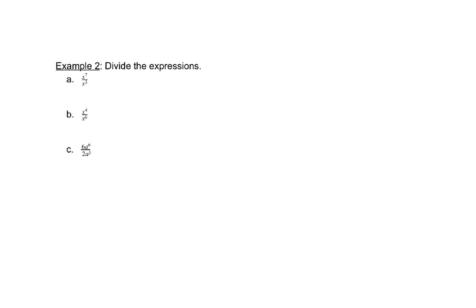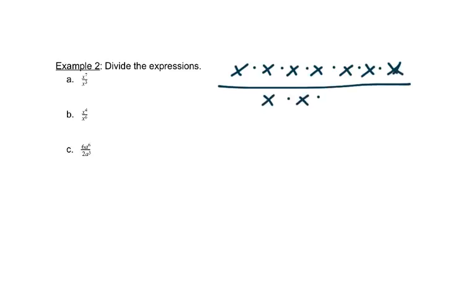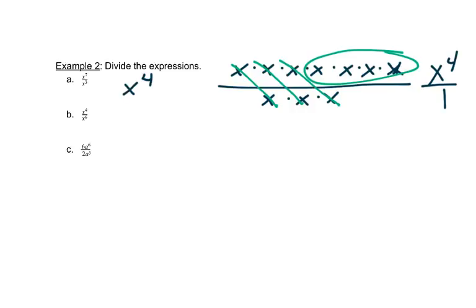So let's talk about division. Example A says that I have 7 x's on the top and then 3 on the bottom. So we can cancel out x's that match on the top and the bottom, and that leaves me with 4 x's on the top. And things that get canceled out leave a 1 in their spot, so we have x to the 4th over 1. And x to the 4th over 1 is just x to the 4th.